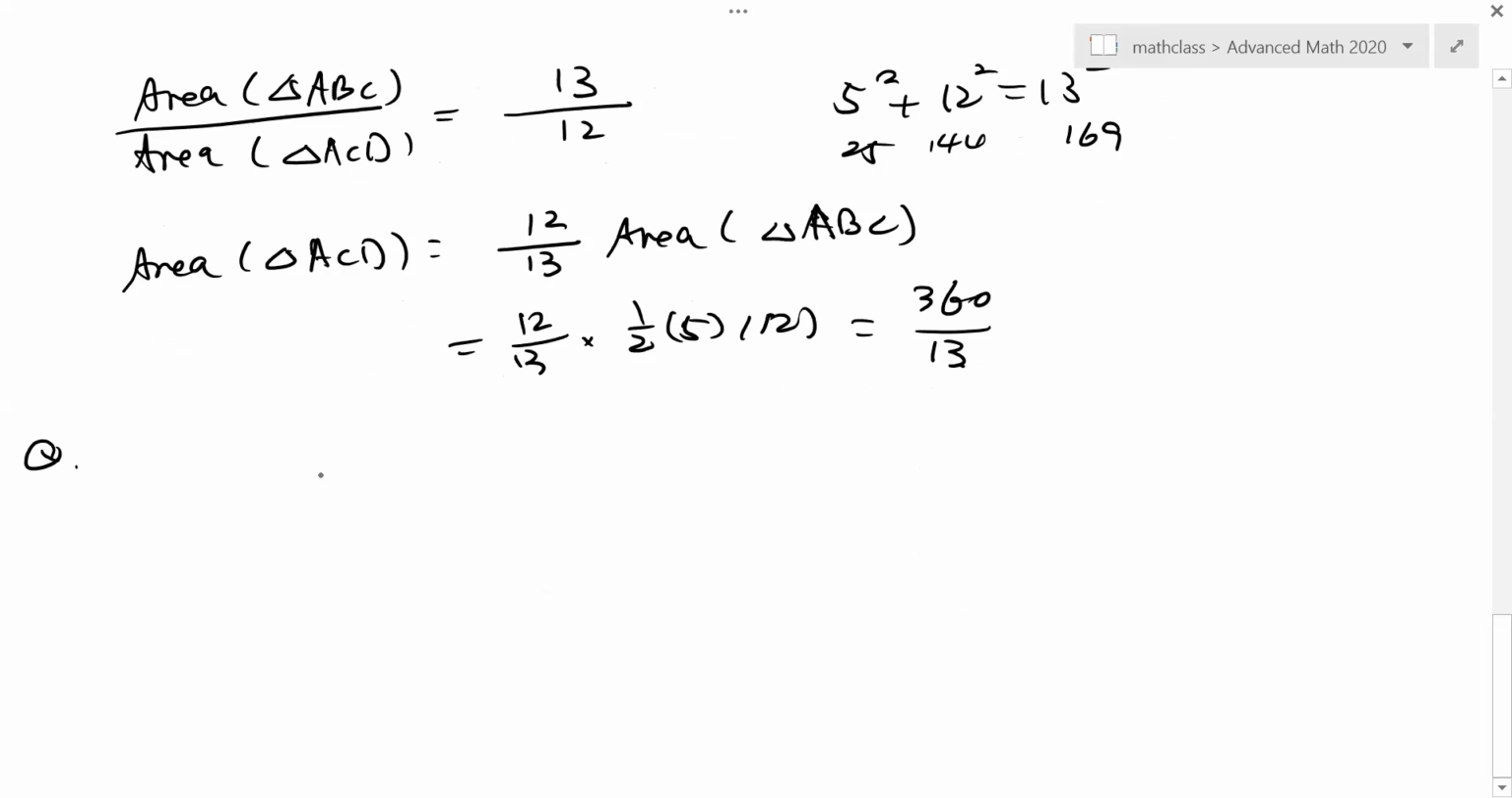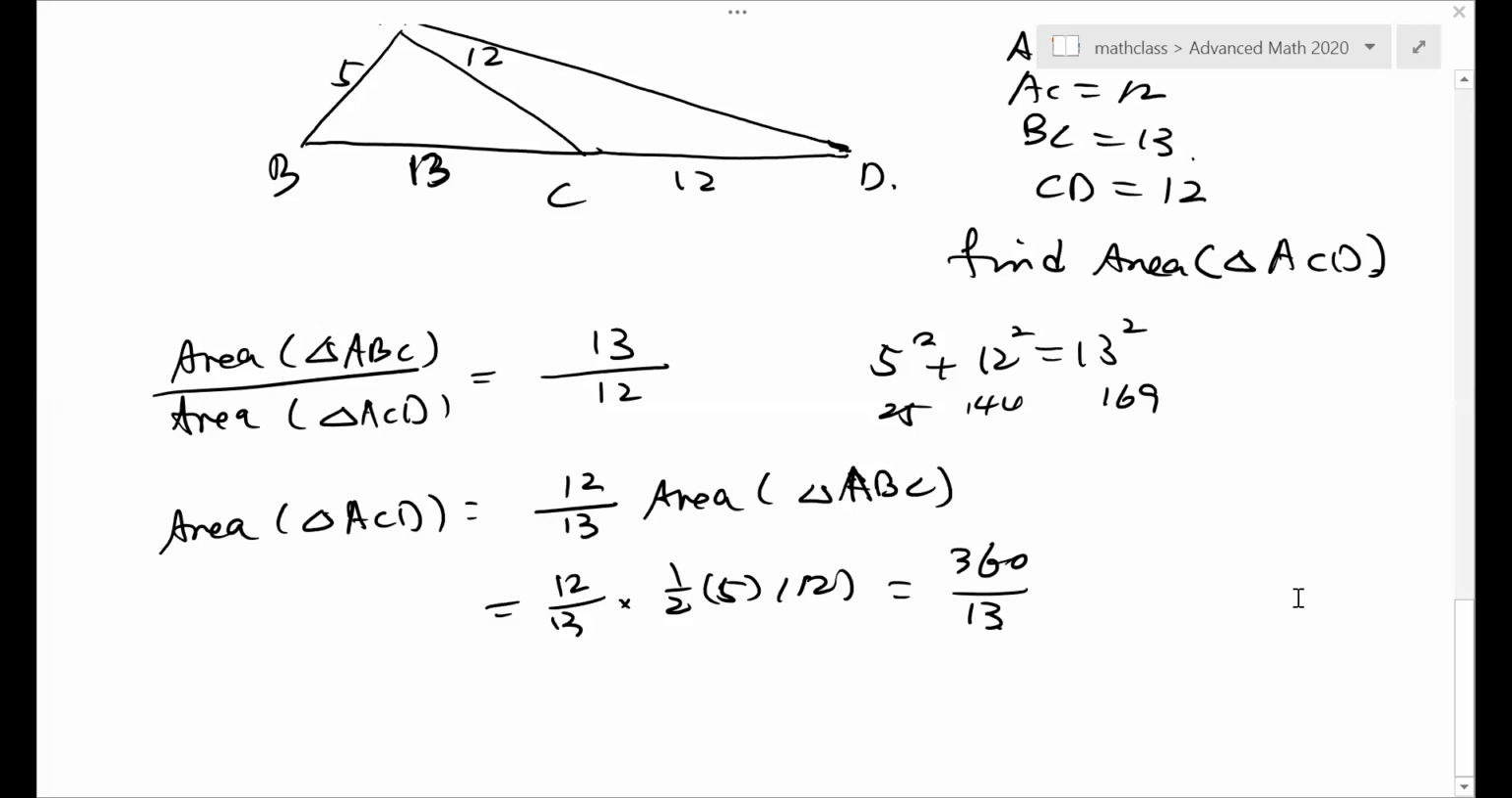Now let's look at the more complicated problem. So we have a triangle here. Oh. My file is gone. Okay, now it's back. Sorry, somehow I touched the screen and it disappeared.